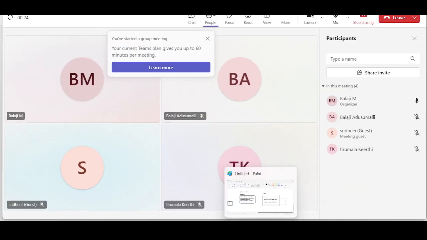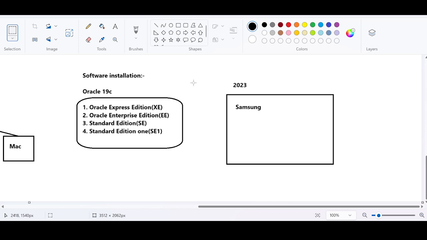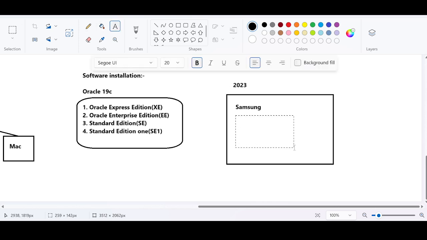Okay, I think my screen is visible. So he said, we have that mobile, but there was a change in version. So I went to purchase Samsung Galaxy C30. It was purchased in the year 2017.